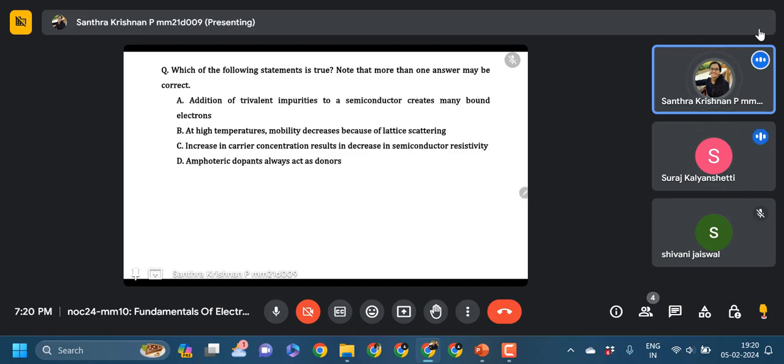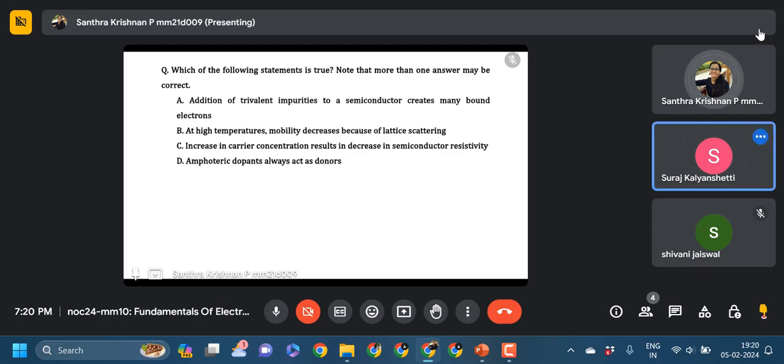So next is, which of the following statements are true? Note that more than one answer might be correct. First, addition of trivalent impurities to a semiconductor creates many bound electrons. At high temperature, mobility decreases because of lattice scattering. Increase in carrier concentration results in decrease in semiconductor resistivity. Amphoteric dopants always act as donors.